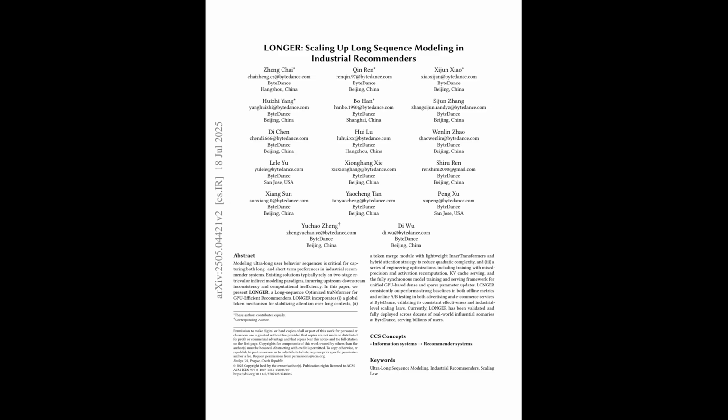Now let's walk through some questions you might have after hearing all of this. First, why does token merge actually preserve useful information rather than just blurring everything together?